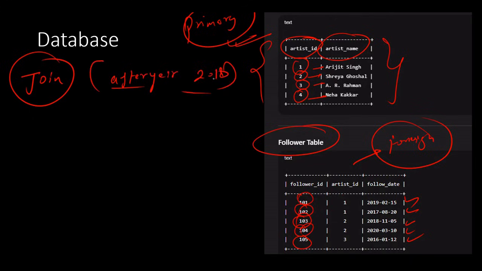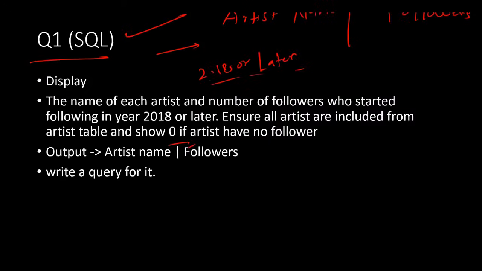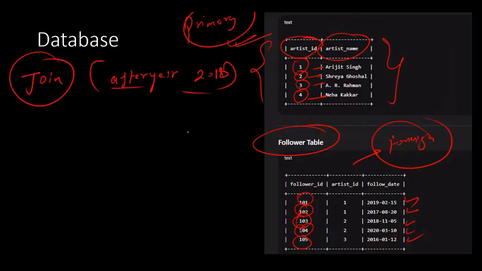Okay, so this actually we should know, and I think the question is clear. Now we can do this. Okay, because everything is clear, and let's repeat the question first. So name of the artist we need to include, number of followers. Okay, so they are saying number of followers. Okay, in the year 2018 or later, ensure all artists are included from the artist table. Okay, this is also one condition which we need to focus on. So they are saying ensure to include all artists.